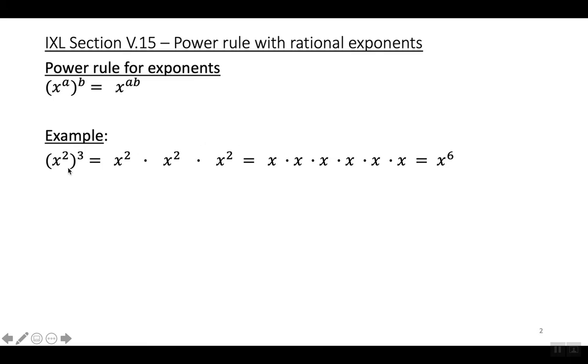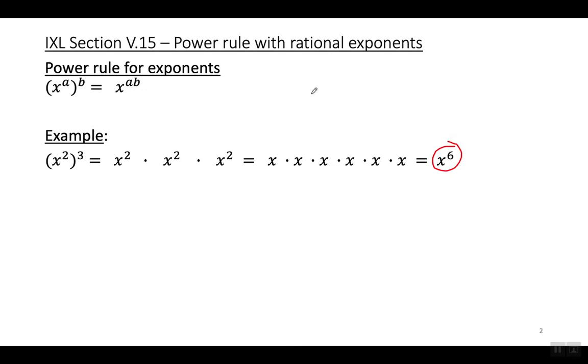All right, if you look at this example right here, x to the second power raised to the third power, all you do is multiply the two exponents. 2 times 3 is 6. That'll give you your answer, which is right here. What I put in between there is an explanation of how that works or why that works, all right? This is your answer, x to the 6th power.